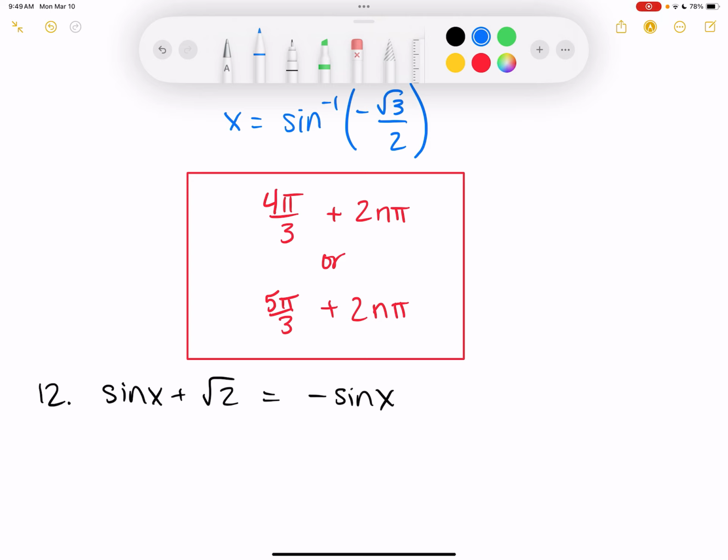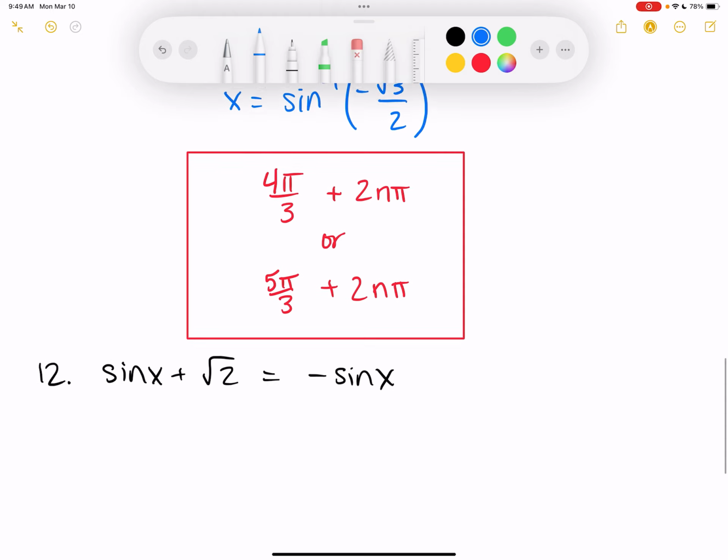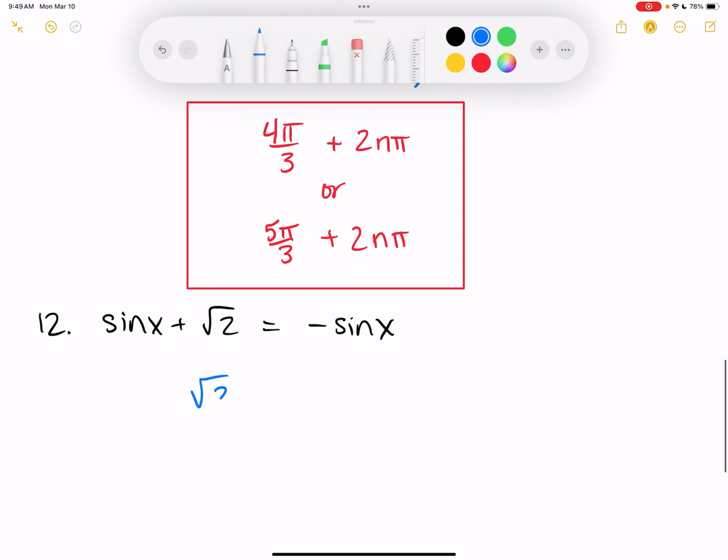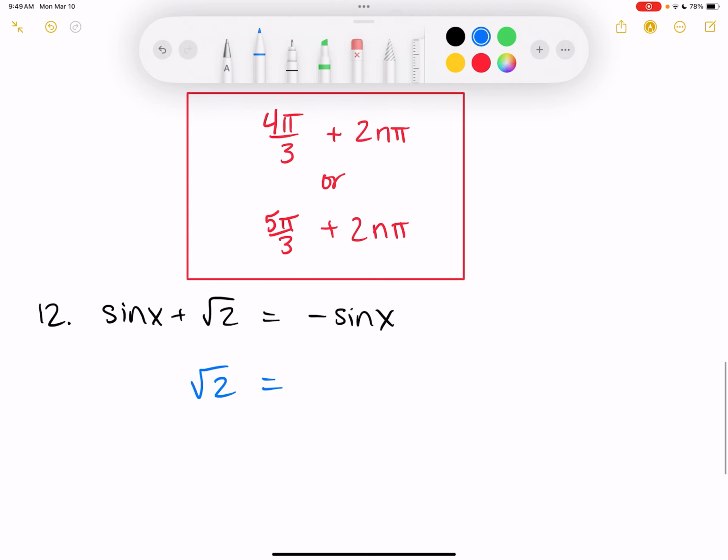But the first thing that you need to do is get the trig functions on the side by themselves. Since I already have a root 2 over here and I have a sine on both sides, I would move this sine over, because otherwise I'm moving a bunch of stuff all around. So this is going to be the square root of 2 equals, subtract sine of x, that's negative 2 sine of x.